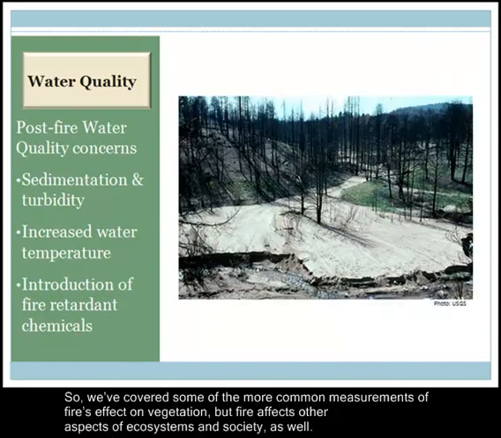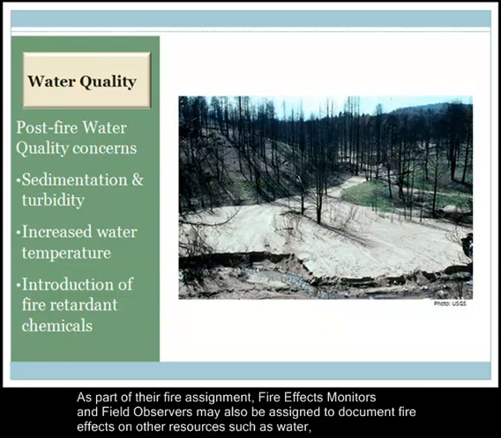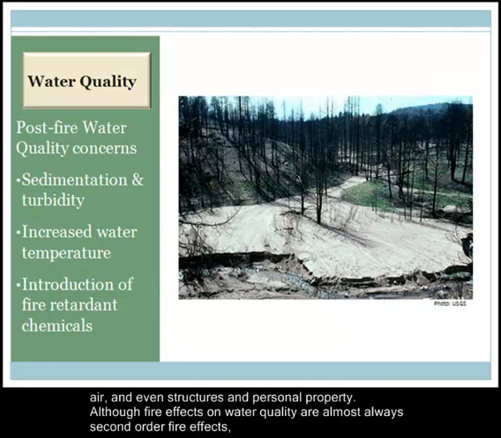So, we've covered some of the more common measurements of fire's effects on vegetation, but fire affects other aspects of ecosystems and society as well. As part of their fire assignment, fire effects monitors and field observers may also be assigned to document fire effects on other resources such as water, air, and even structures and personal property.